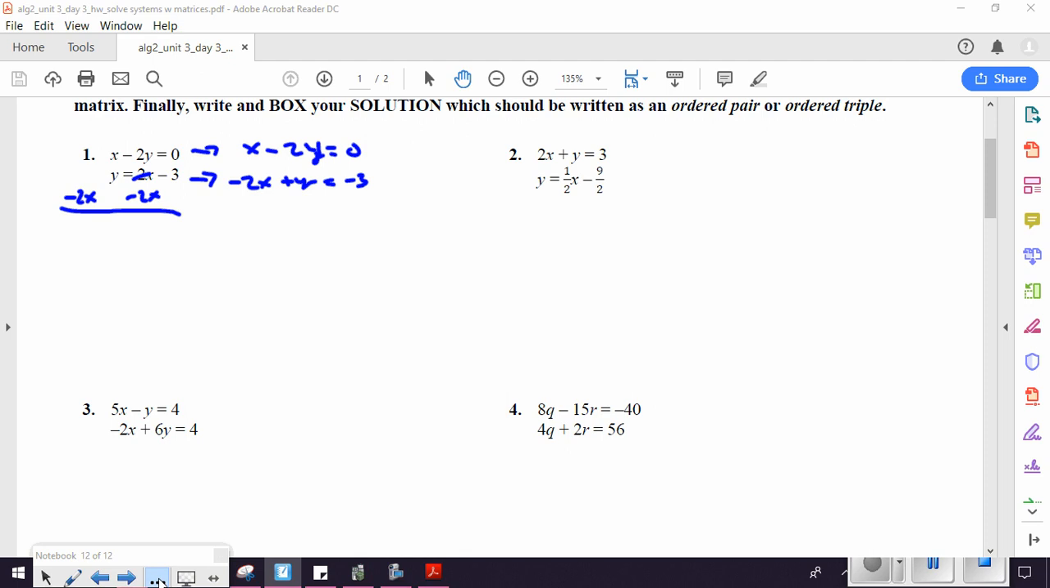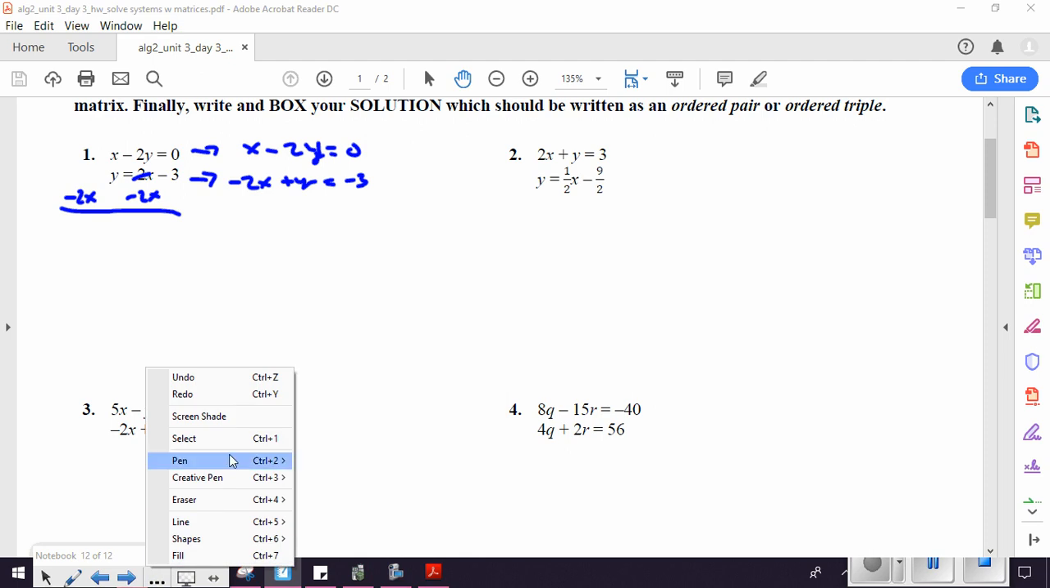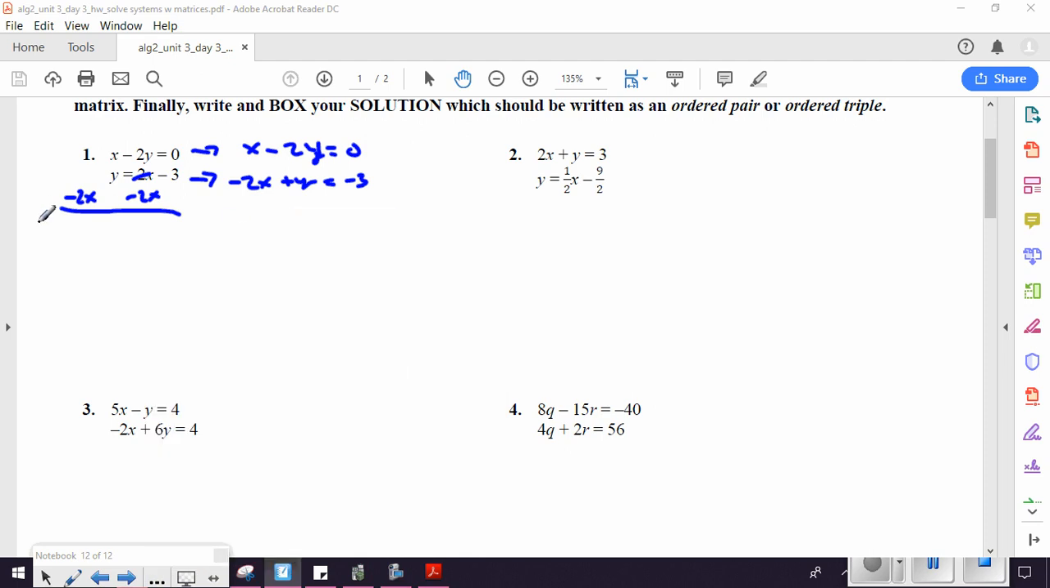Now I can write my matrix, my augmented matrix. Augmented matrix is nothing but all the numbers from your equations, but no variables. So for equation 1, that would be 1, negative 2, and then 0. For equation 2, that would be negative 2, 1, and negative 3. Now we grab our calculator.